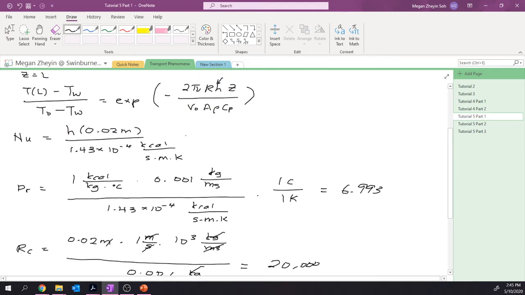So over here we get equals to 137.199. Then we can easily solve for h. h is 0.981 kilocal per second meter square Kelvin. So we have our h, we can substitute it here, and we can solve for z.